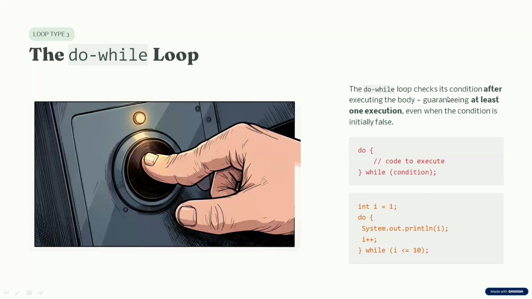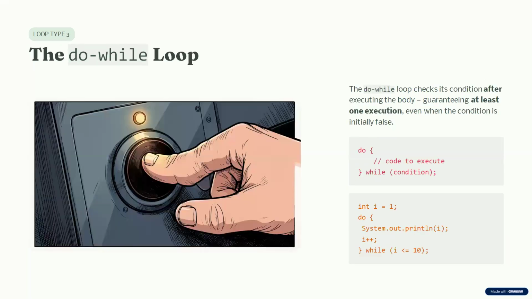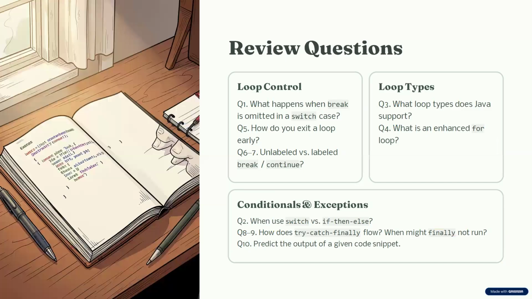The do while loop checks its condition after executing the body. So the difference between the while loop and do while is that do while will execute at least one time even if the condition is false, because the condition is checked later. Whereas in the while loop or the for loop, the condition is checked first. Then if the condition is satisfied, only then will the control enter the body of the loop. But here, first it will enter the body of the loop, then it is going to check the condition. This is how the do while loop is going to work for us.